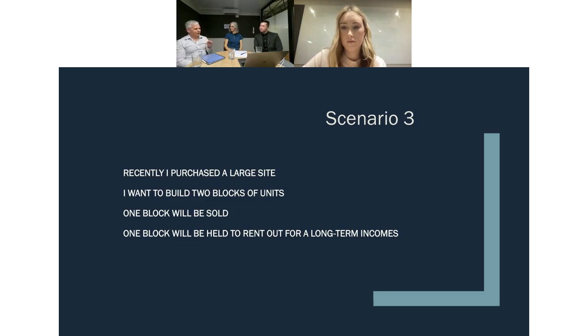So more than likely, you're going to trigger section CB13 here, unless you're not going to exceed the significant expenditure benchmark. So that's going to come down to how many lots you're going to create, and can you stage it?